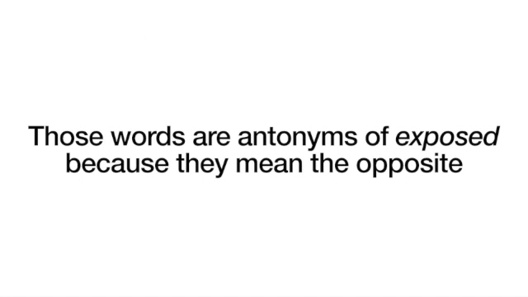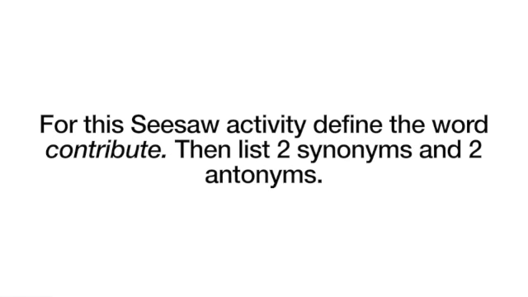Because if I say I left my grill exposed in the wintertime, that means I left it visible, I left it uncovered out in the wintertime. But if I left my grill hidden, or I left my grill covered in the wintertime, you wouldn't see the grill, right? So you see how those are antonyms. They're antonyms of exposed because they mean the opposite. Exposed means that you can see it. The opposite of exposed would be covering something up or it's hidden.